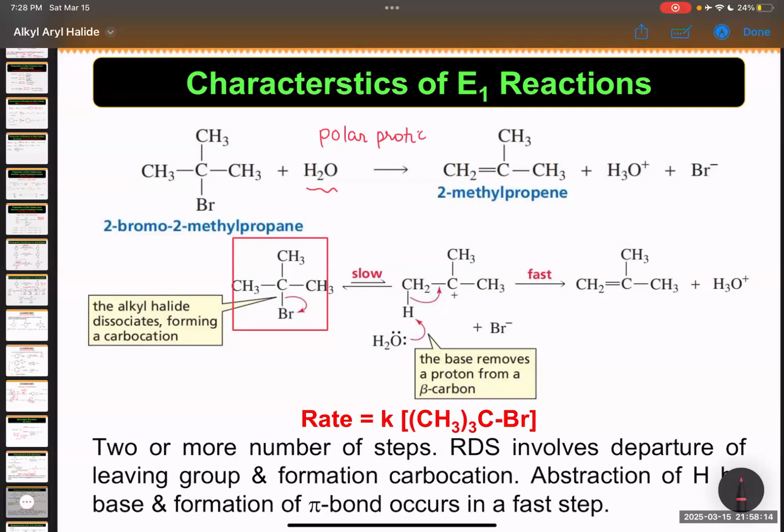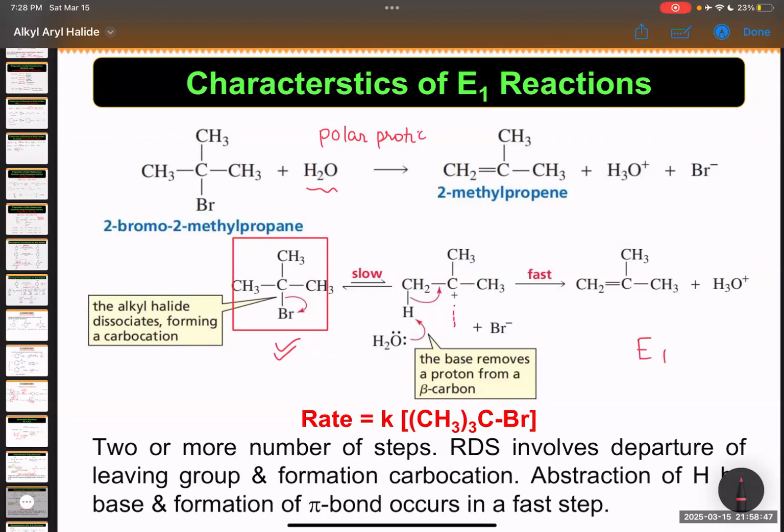It facilitates the departure of Br and carbon. You have a carbocation, got it? And the carbocation formation is the slow step. So this is the slowest step, which involves just one molecule. That's why it is E1, elimination unimolecular.